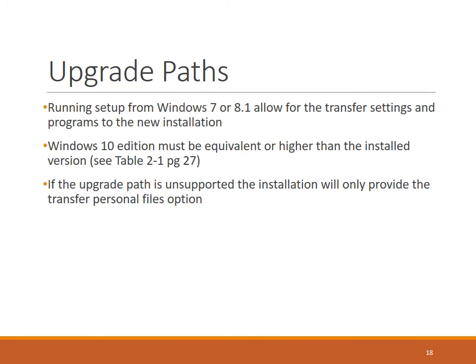So let's talk about the upgrade paths from Windows 7 and 8 to Windows 10. Running setup from Windows 7 or 8.1 allows for the transfer of settings and programs to the new installation. So in other words, you can simply run the upgrade and your operating system will be upgraded from Windows 7 to Windows 10 or from Windows 8 to Windows 10. Now, we already mentioned the pre-upgrade checker that will run when you run this application, just to make sure that your system is indeed compatible with the edition of Windows 10 you're trying to install.